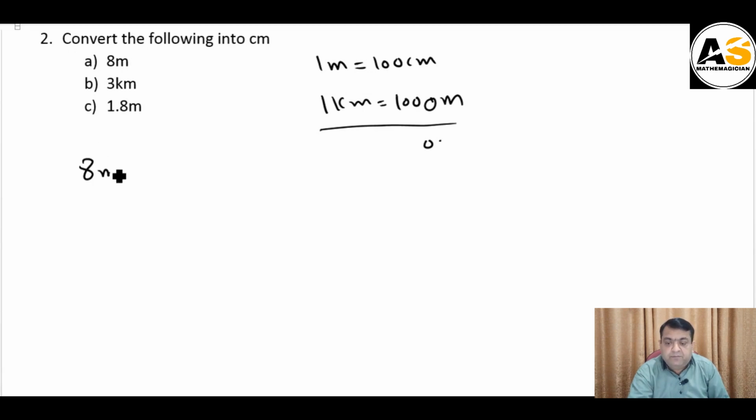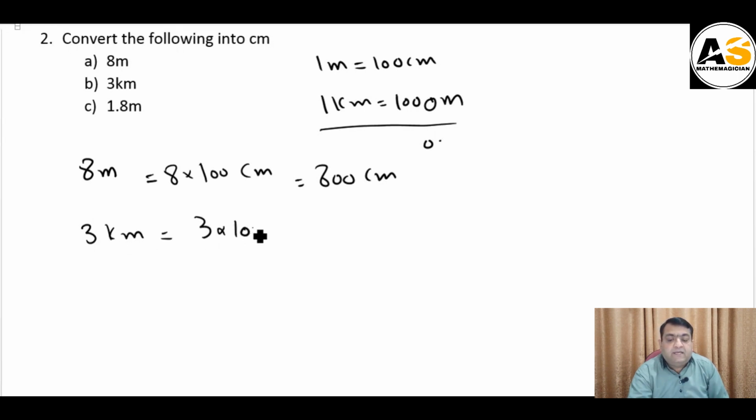First part, 8 meter. We have to convert it into centimeter. Centimeter is a smaller unit. In order to convert a larger unit to a smaller one, we multiply. 1 meter is equal to 100 centimeters. So 8 meter will be 8 multiplied by 100, 800 centimeters. Second is 3 kilometer.